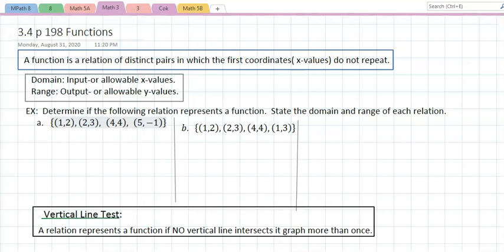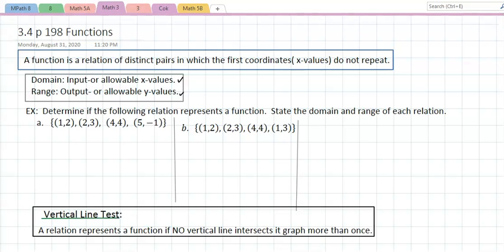Associated with a function is domain and range. Domain would be the allowable x values, and range would be the allowable y values. I'm adding examples since I can't see any in the book. There's only one homework problem in the book. So, example: determine if the following relation represents a function. State the domain and range of each.